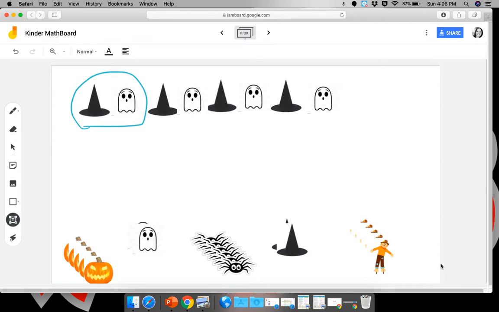Ooh, who knows what picture starts with the j sound? It's not a pumpkin. What do we call this? Say jack-o'-lantern. Good job. All right, I'm going to pull up my jack-o'-lantern. Oh, I like his smile.